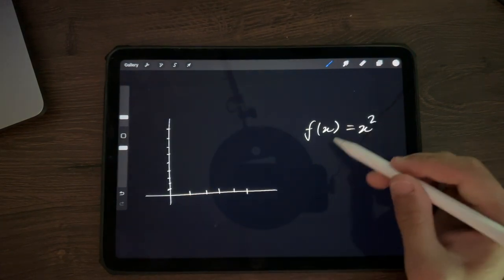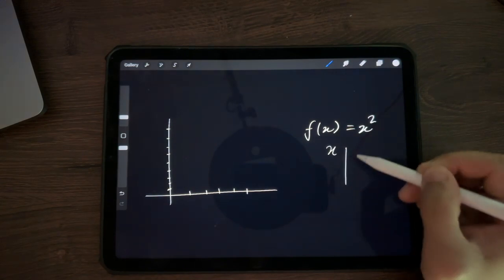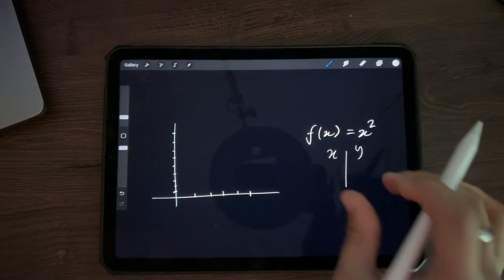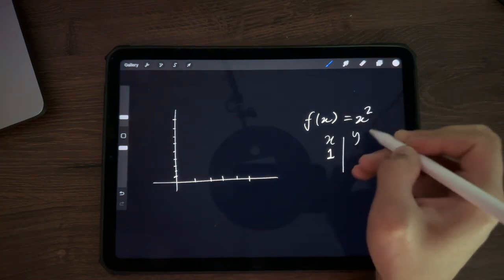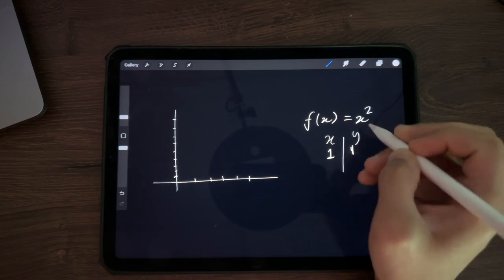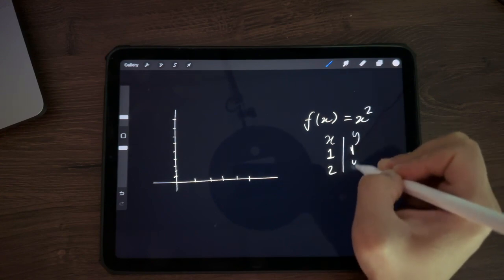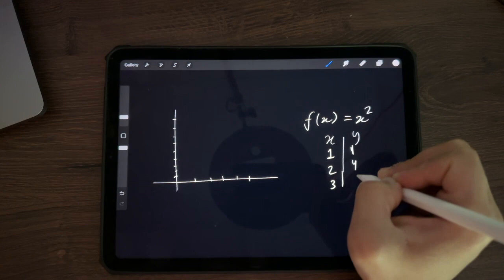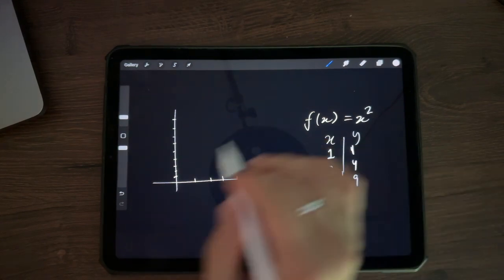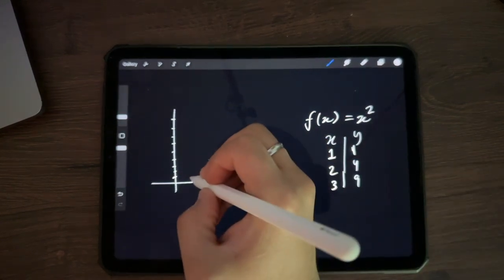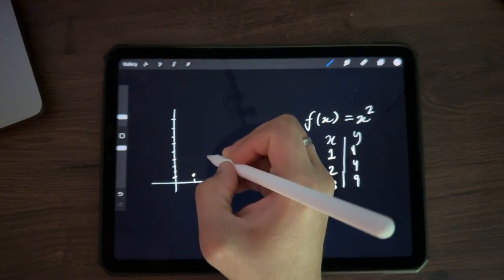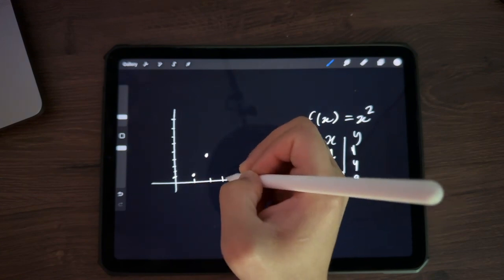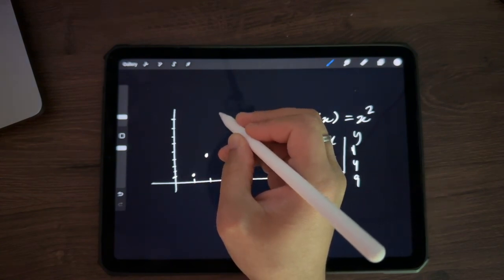Let's make our x and our y table. And what's f of x when x is 1? Well, f of x, y, is going to be 1 because 1 squared is 1. 2 is going to be 4, and 3 is going to be 9. And if I start plotting this along this graph, 1, 1, which is right here, would go right here. That's our first point. 2, 4 would go right here. That's our next point. 3, 9 would go all the way up here.